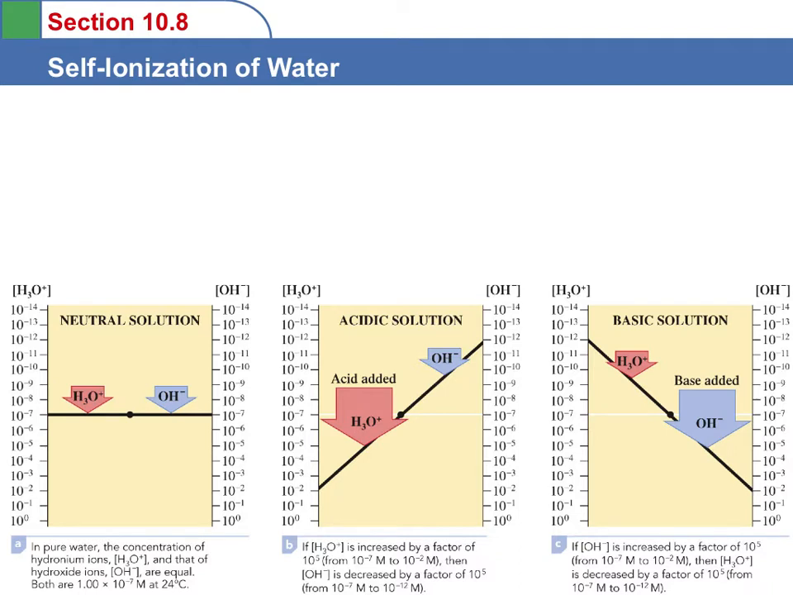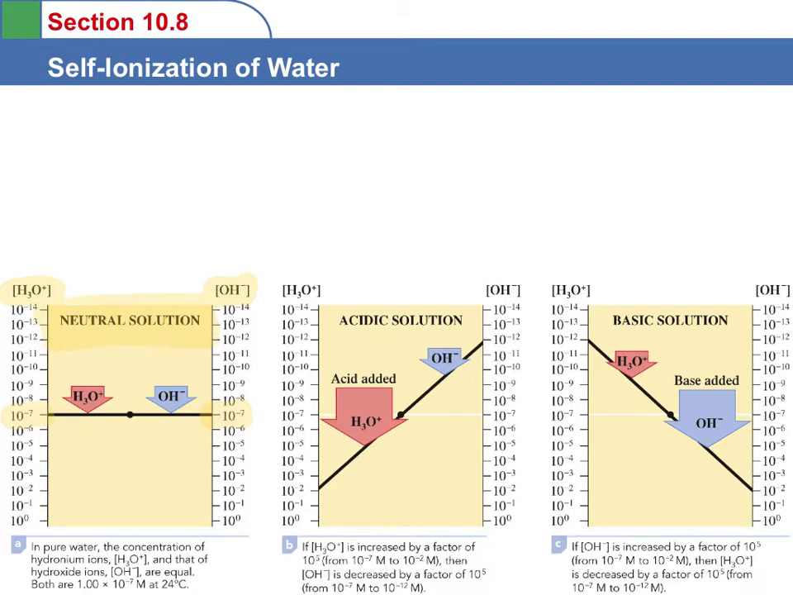So the left-hand side of the graph is the concentration of hydronium, or how much acid there is. The right side is how much base there is. So notice here when the two are equal, they're both equal to 10 to the negative 7th. This is a neutral solution. Right, there's the same amount of acid as there is base. This is what's true for pure water.